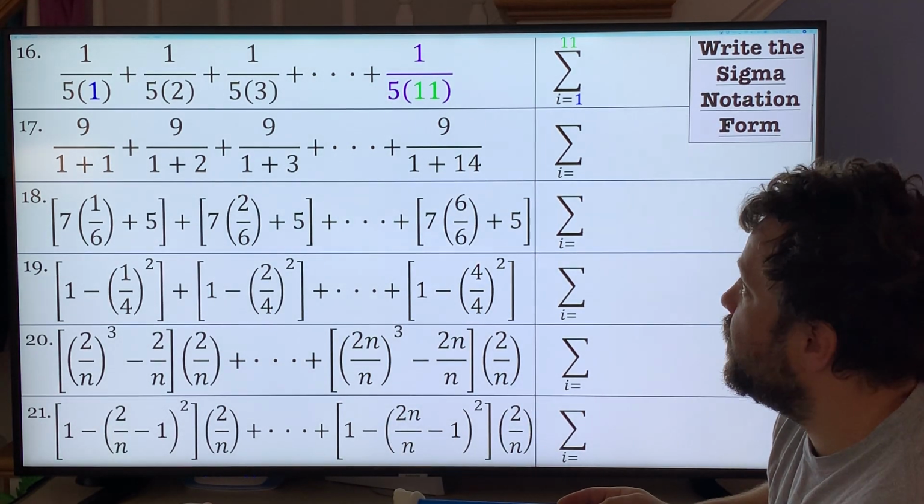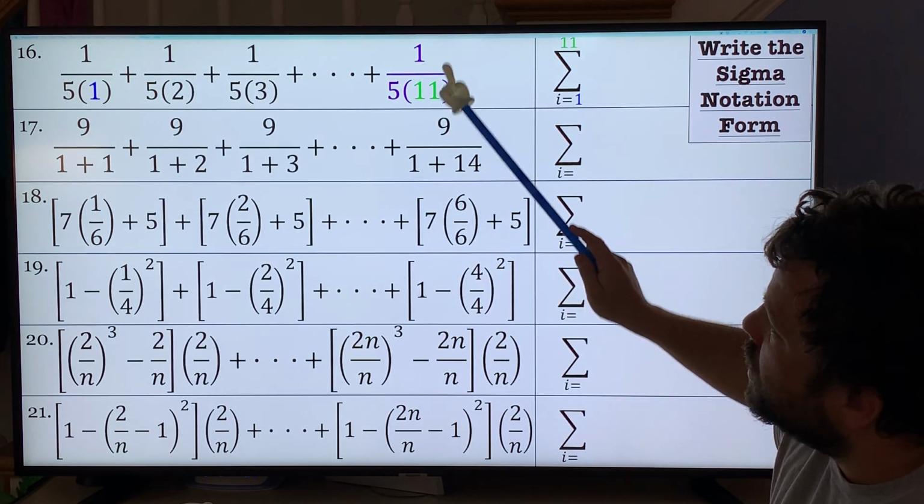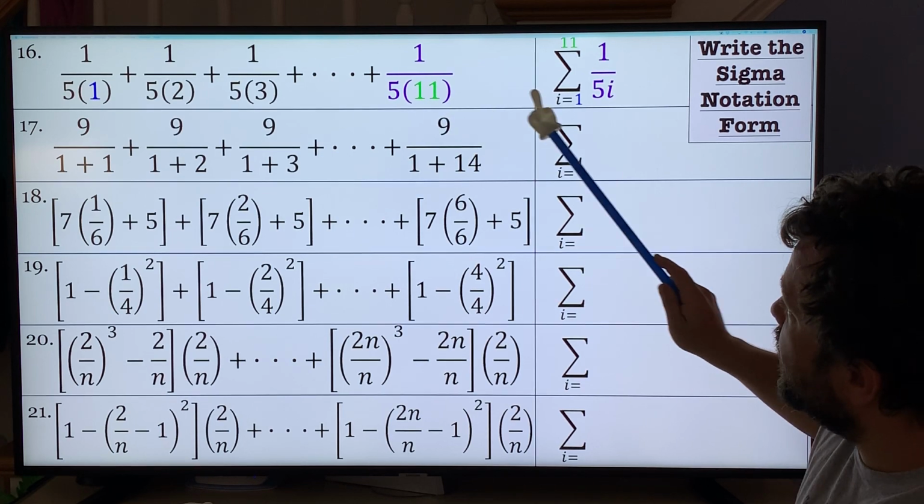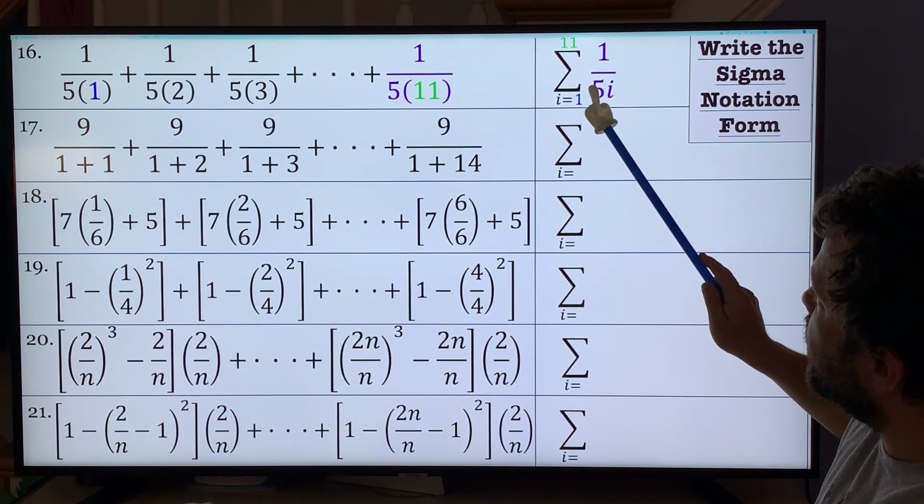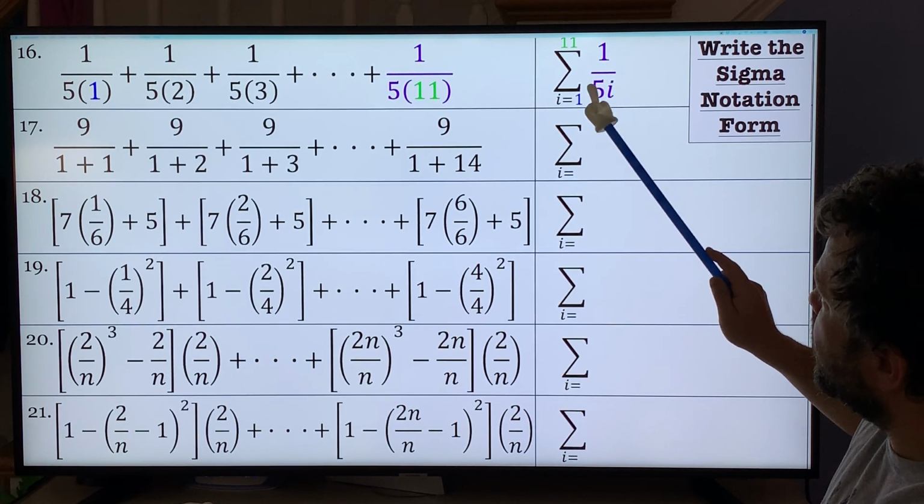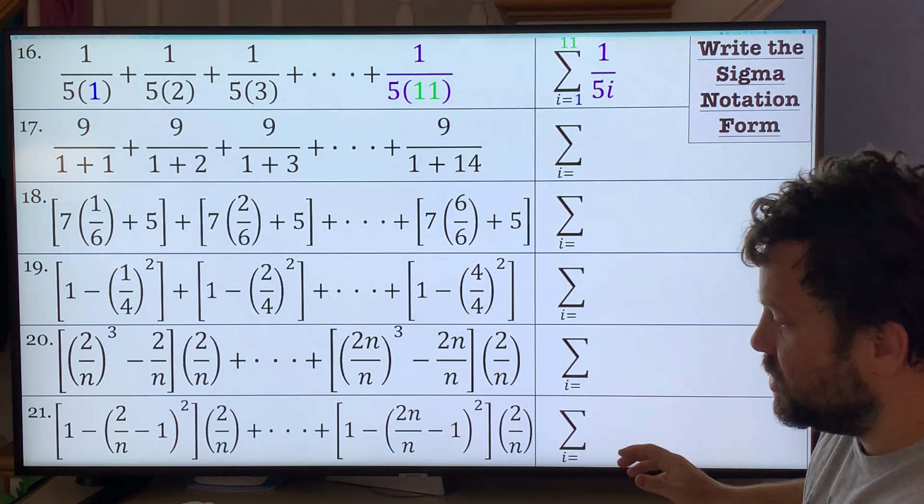Now, what is the actual formula? Okay, what is the same in all of these? A 1 over 5, right? And then this would just be my I. So it's 1 over 5 times I. 1 over 5 times 1, 1 over 5 times 2, 1 over 5 times 11. You guys get it? Why don't you guys attempt problems 17 through 21.